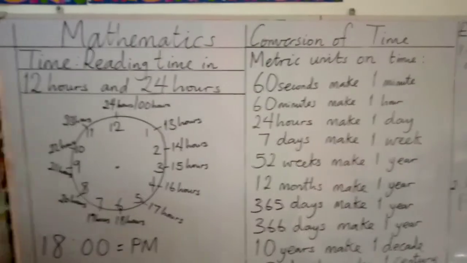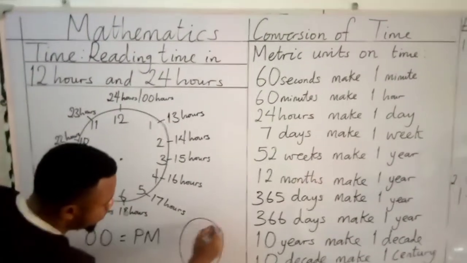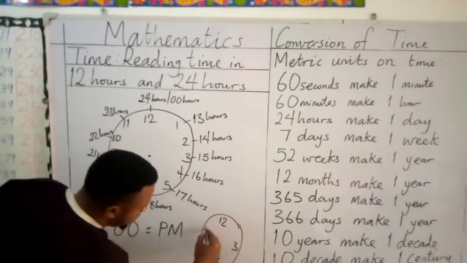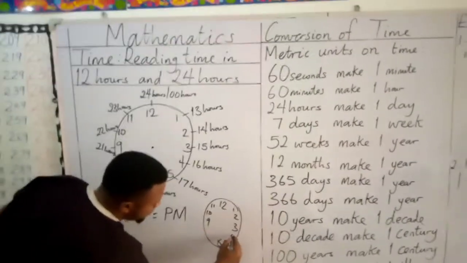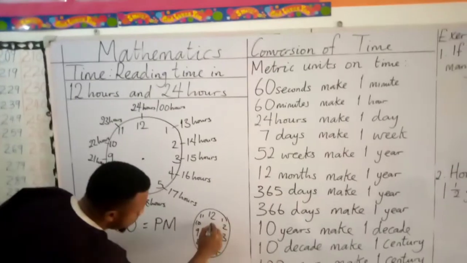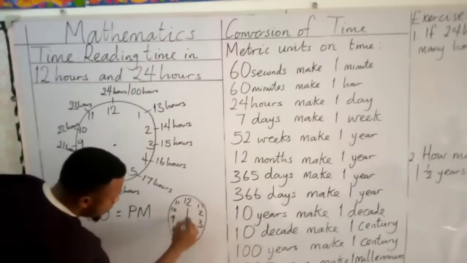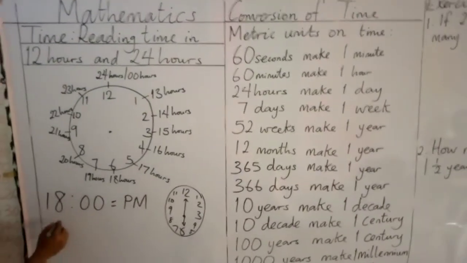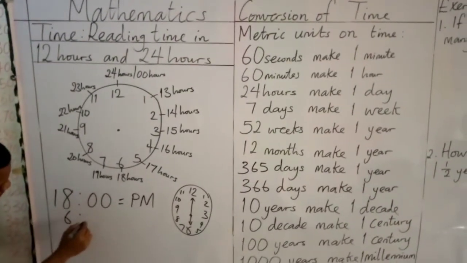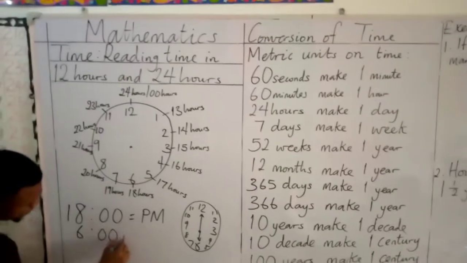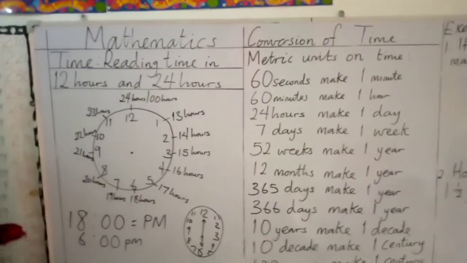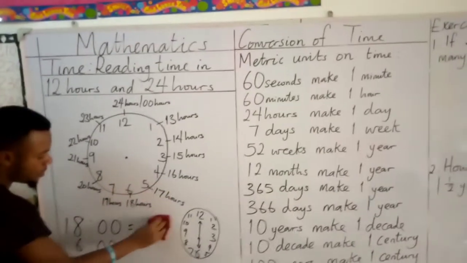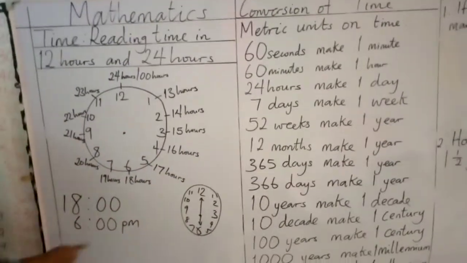Now, what is 18? Where is your 18? Your 18 is your 6. So in this time we have this clock as this. We have it this way. 6 o'clock. So 18 hours means 6 o'clock PM. So whenever I say 18, in case they didn't state PM or AM, it means PM.